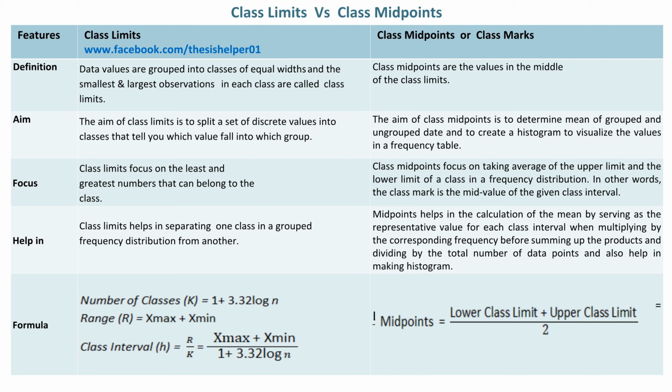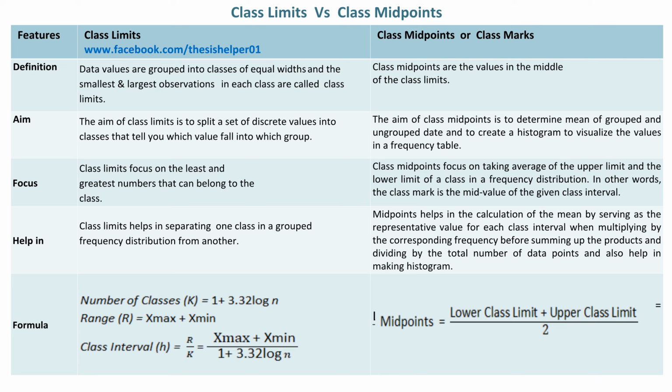Class limits help in separating one class in a grouped frequency distribution from another. Whereas, midpoints help in the calculation of the mean by serving as the representative value for each class interval when multiplying by the corresponding frequency before summing up the products and dividing by the total number of data points, and also help in making a histogram.